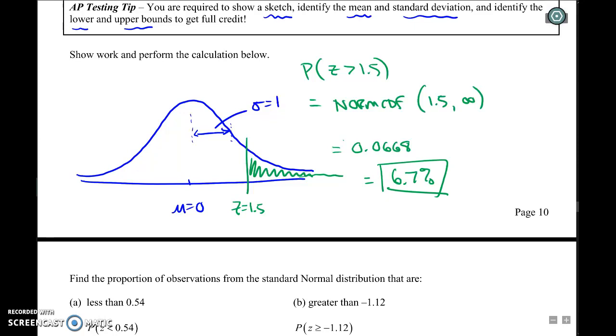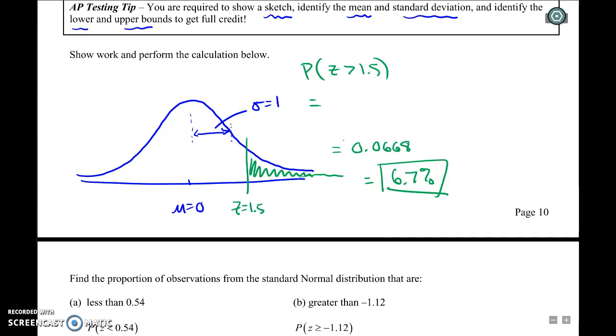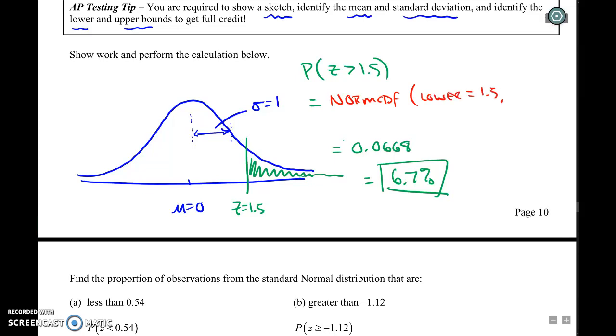There's my area. There is a bit of a shortcut I believe that you can use on the AP test. You don't necessarily have to do a sketch. I think this gets you full credit. If you say norm CDF and then you say lower bound equals 1.5, upper equals infinity. That's a terrible statement, you should never use equals infinity, but for the sake of this, I think it's all right. And then mu equals 0 and standard deviation equals 1.